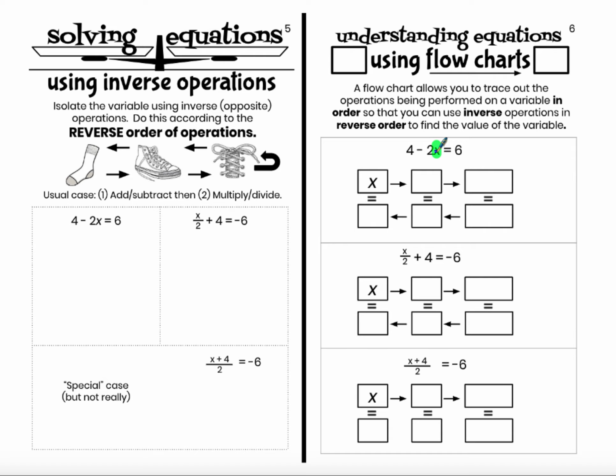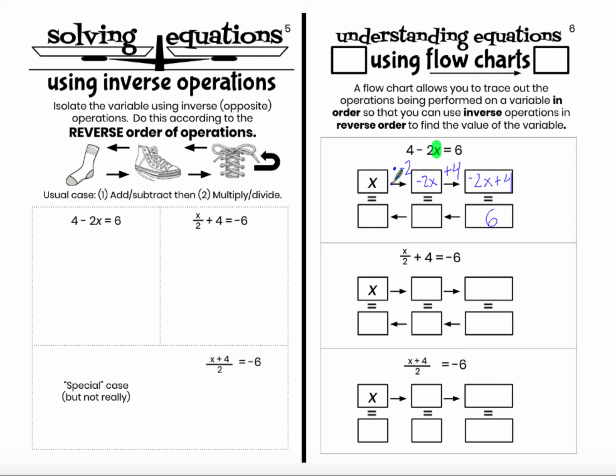So when we start with x, the first thing that we do according to PEMDAS, our order of operations, is we multiply x by -2. That gives us -2x. The next thing that's done to x is we add 4. So that we have -2x plus 4, which is the same as 4 minus 2x. And then we get to our equal sign, which means we're done. -2x plus 4, which is the same as 4 minus 2x, equals 6.